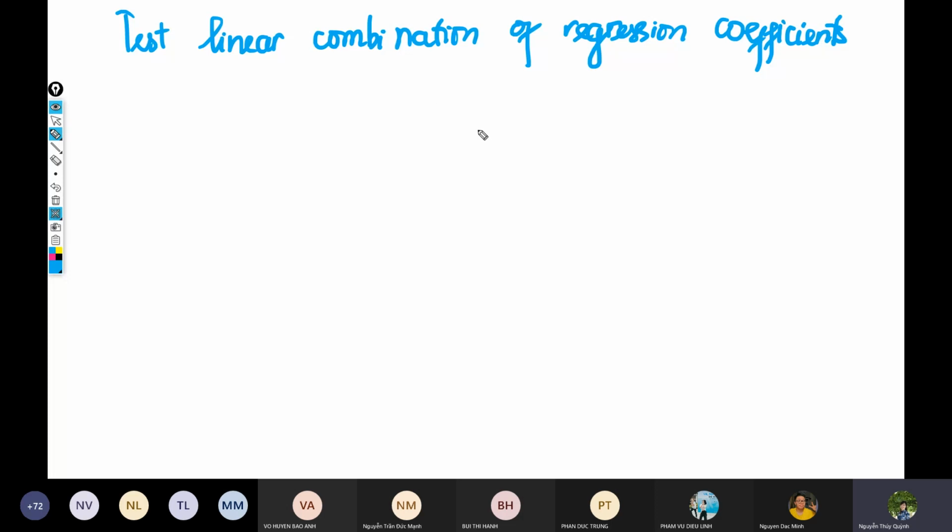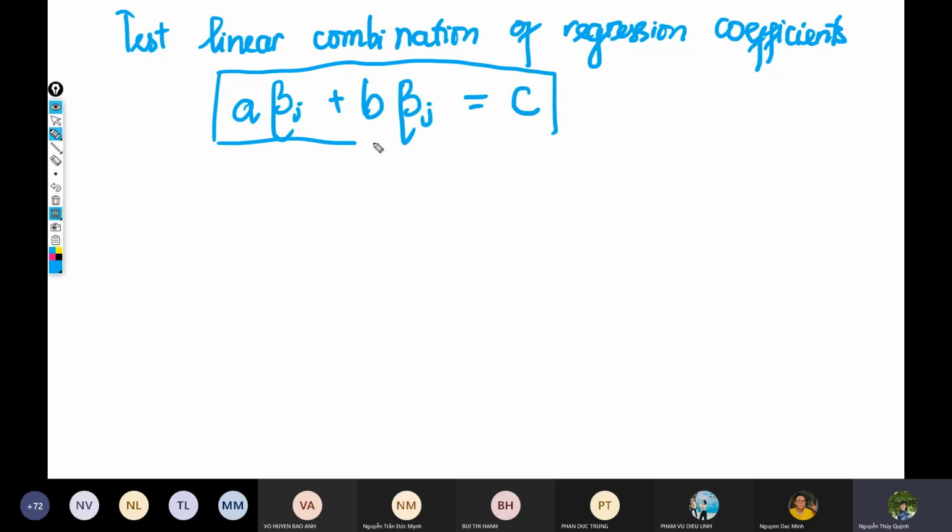You will see. So what is a linear combination of the regression coefficients? A linear combination of the regression coefficients will look like this. We have A times beta i plus B times beta j, and this is equal to C. This is called a linear combination of the regression coefficients beta j and beta i.